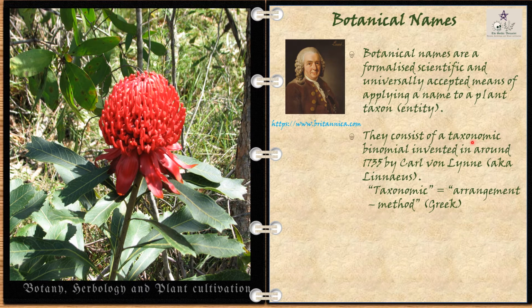A botanical name consists of a taxonomic binomial, or a two-named title, I guess, or a two-named name, if you want to say that. A bit like our names, we've got a first name and a last name. That's a binomial name. And they were invented in around 1735 by Carl von Linné or Linnaeus. And we've been using this system now for almost 300 years. And we have arguments today that it's not the best system to use. It's a bit artificial, a bit subjective. What do we mean by a species anyway? But we've stuck with it and we use it.